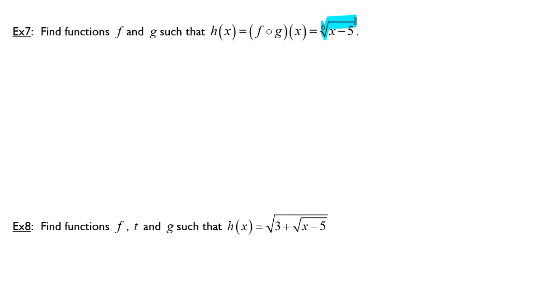identify the outermost layer. The outermost layer will be the f function, and then we can rewrite this as f of x equals the sixth root of x. Now the stuff inside the outer layer is going to be the function inside. So that one is going to be g of x, and its function is x minus 5.